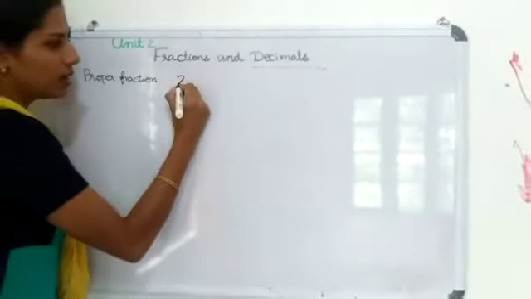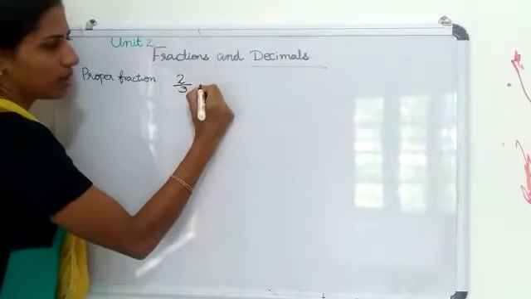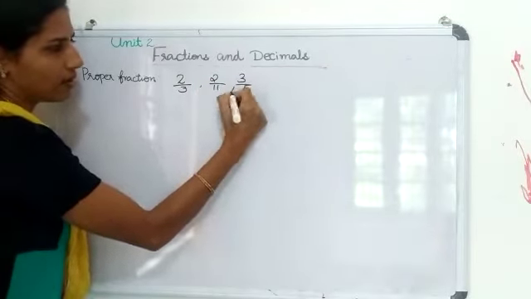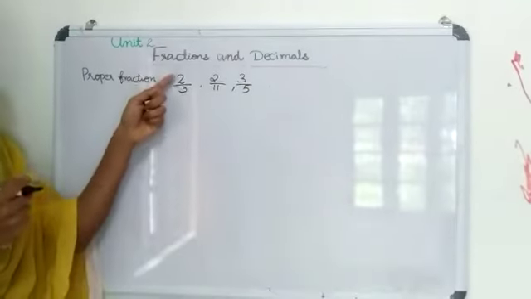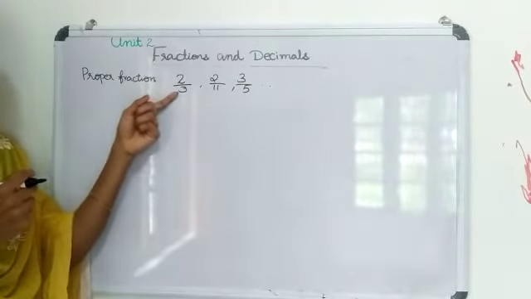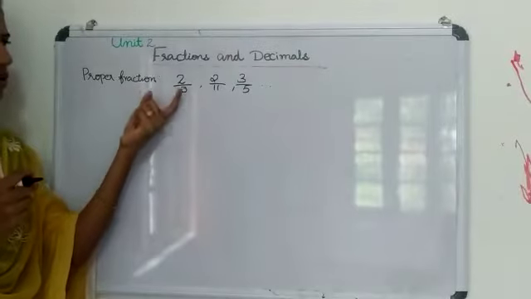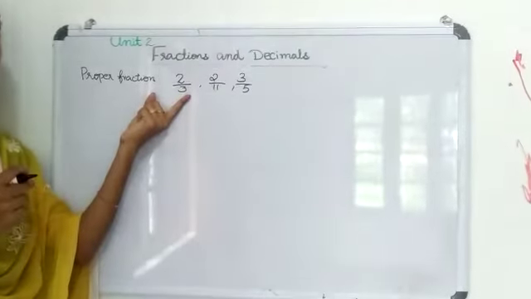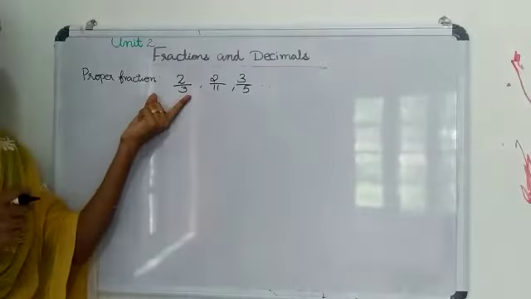Example, 2 by 3, 2 by 11, 3 by 5, etc. Here see, the numerator is less than the denominator. Also this is less than 1. So such fractions are called proper fractions.